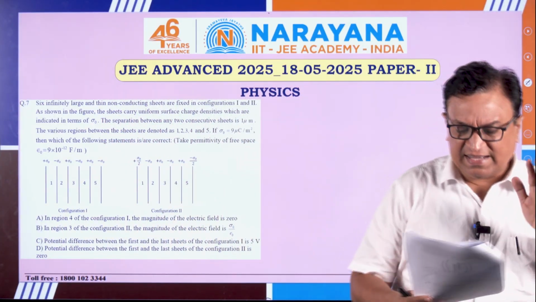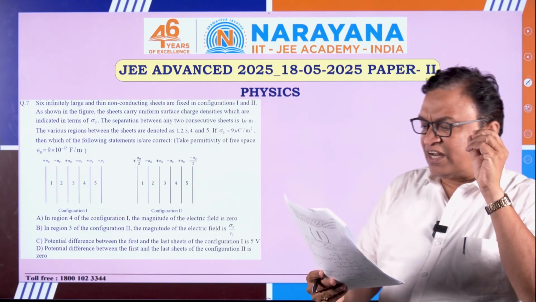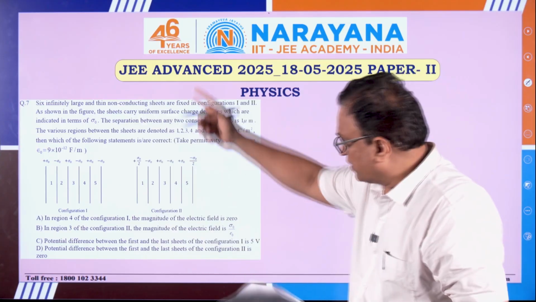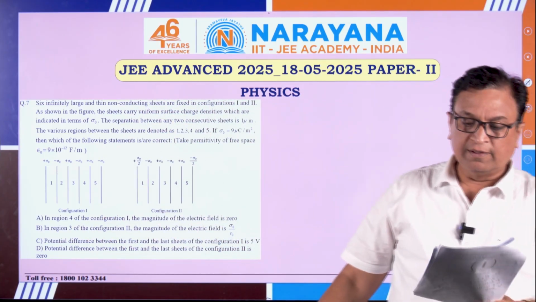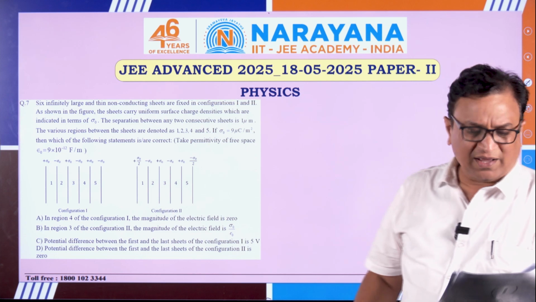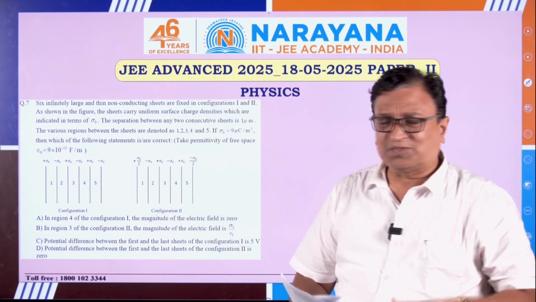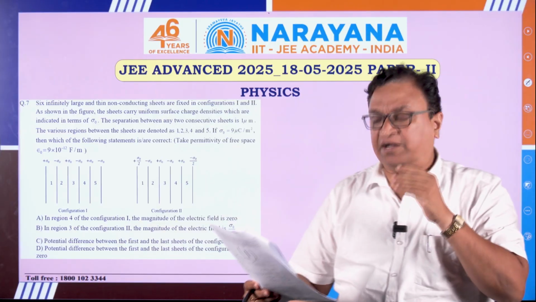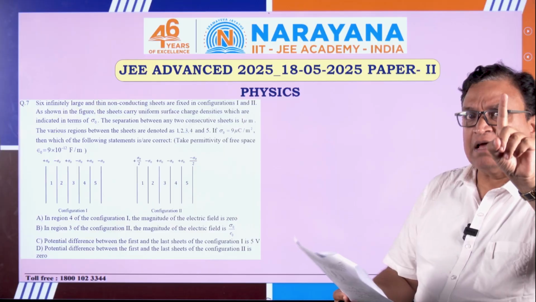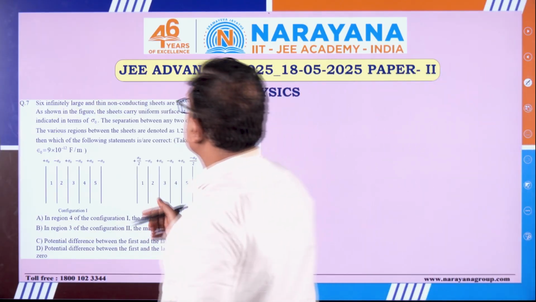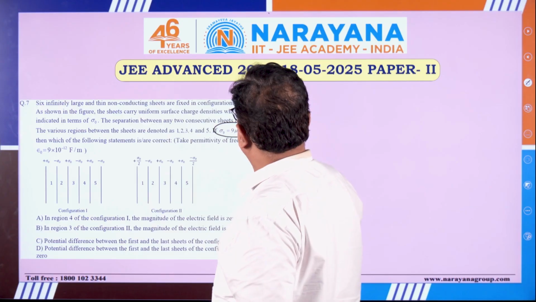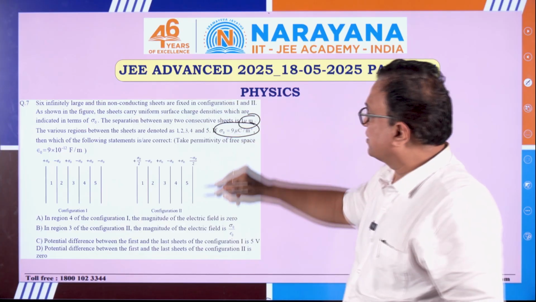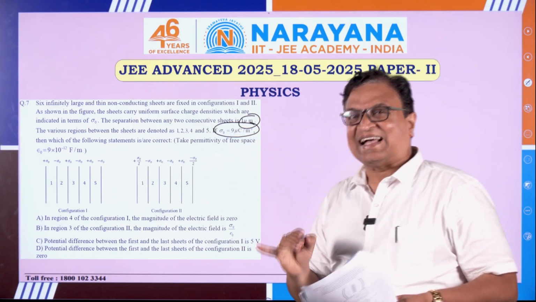You can see 6 infinitely large and thin non-conducting sheets which are fixed in 2 different configurations. Configuration 1, configuration 2. Alright. And they have mentioned the charges per unit area and all that. Straight away get into the concept. The only thing I will use later is this value of sigma naught, and the distance between the plates, which they have mentioned as 1 micrometer. Those 2 entries I will use later.